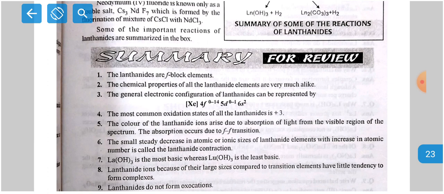Lanthanoid ions, because of their large size compared to transition elements, have little tendency to form complexes, and lanthanoids do not form oxocations. Thank you.